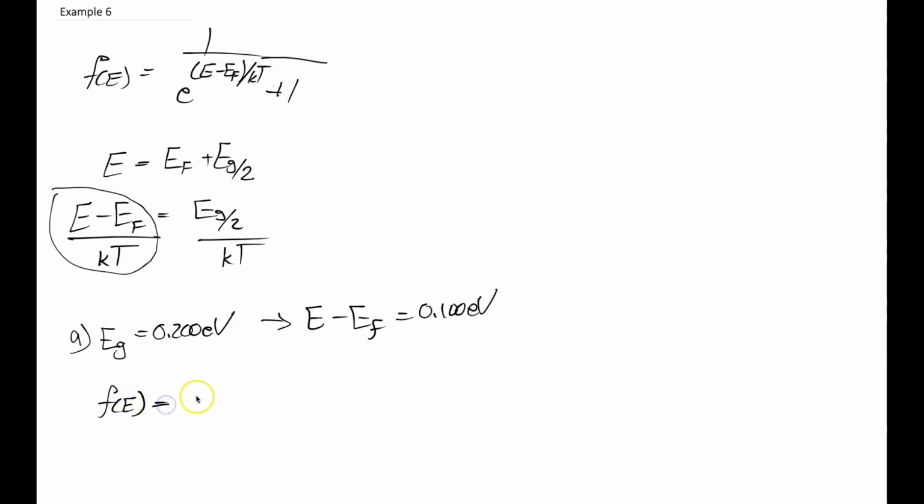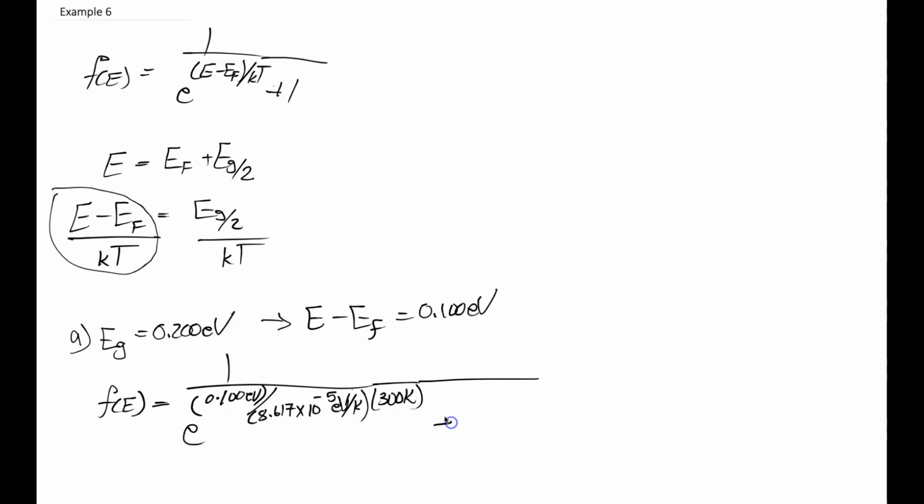Fermi-Dirac distribution, we would get 1 over e raised to the 0.100 electron volts divided by k, which we can rewrite as 8.617 times 10 to the minus 5th electron volt per Kelvin times the temperature in kelvins given, which is 300 kelvins, plus 1, and that will give us a probability of 0.0205.